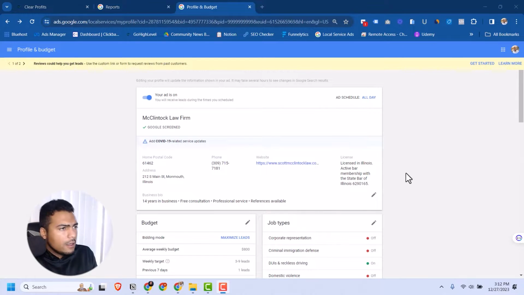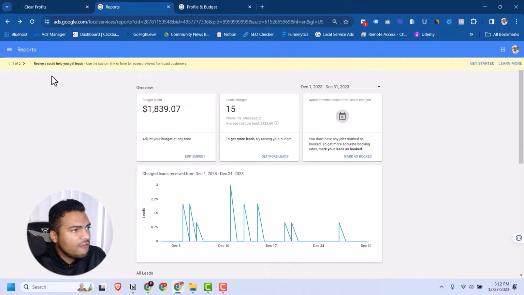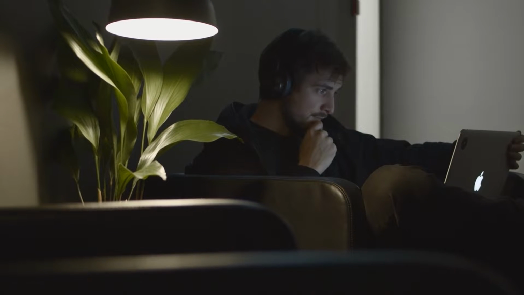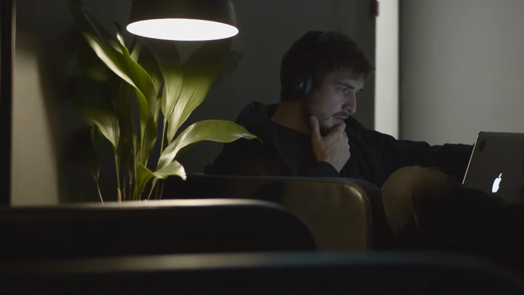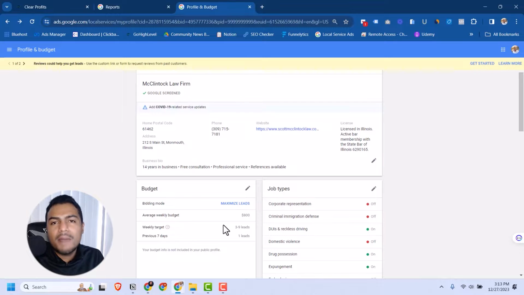So here is how much we have set for average weekly budget, $800. And during the whole month of December, we've spent $1,800. I've said this several times in my other videos about local service ads: whatever you set here, it doesn't necessarily mean you're going to spend that much money, because it depends on the amount of searches, the amount of clicks your ad will get, and the amount of calls, because every time someone clicks, or sends a message or makes a call, that also will depend on that.